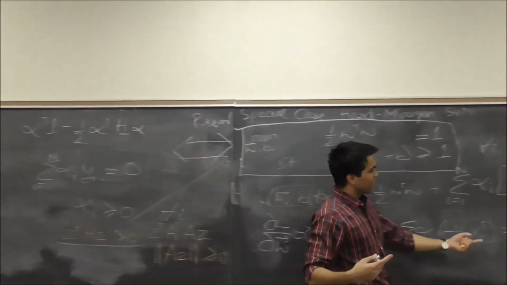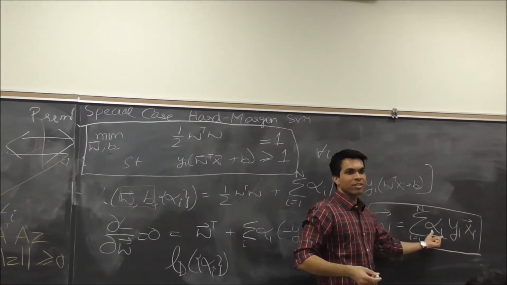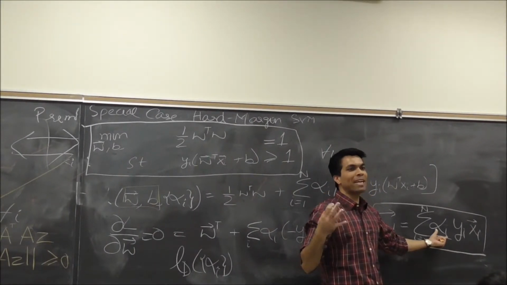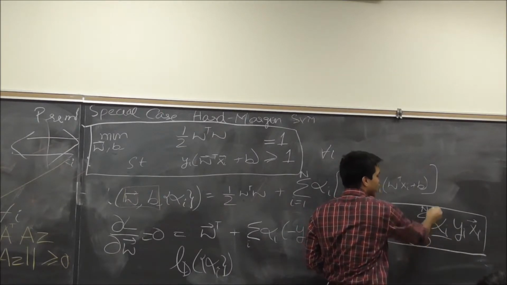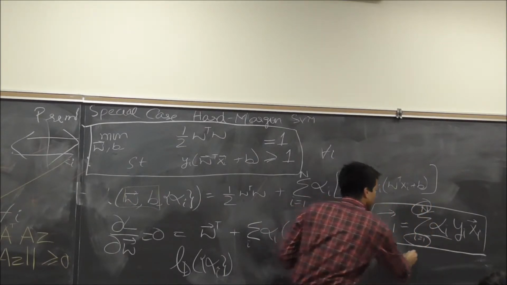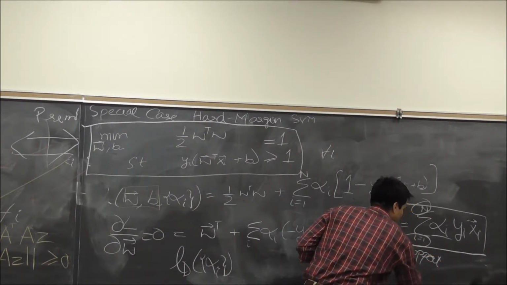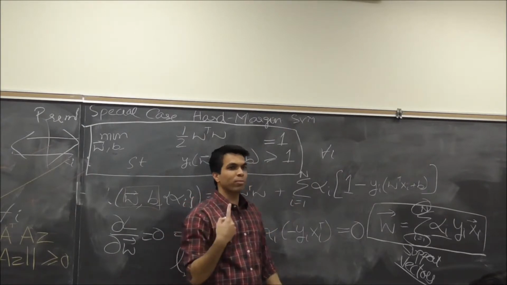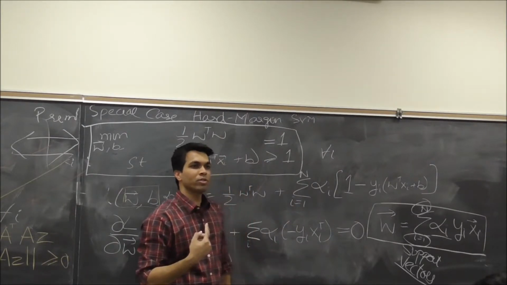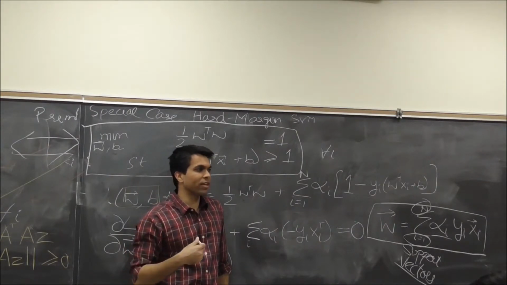Why? Because if you stare at this expression, it's saying pick a linear combination weighted by alpha. So if alpha is equal to zero, it doesn't matter. It's not going to contribute to the linear combination. So this summation is not over the entire data set. This summation is over support vectors. Support vectors are the points that lie on the margin. And in this case, we're only interested in the ones that have dual multipliers greater than zero.